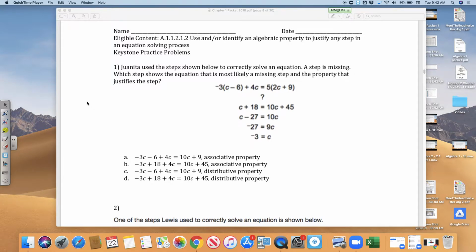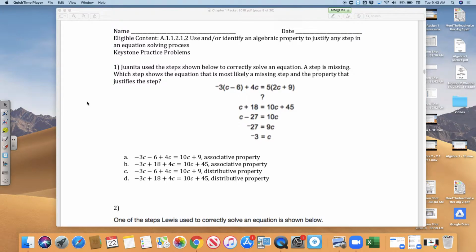All right, continuing on with our review of pre-algebra, the next thing we're going to look at is identifying which properties are used during the steps that a student took to solve this problem. So Juanita used the steps shown below to correctly solve an equation. A step is missing. Which step shows the equation that is most likely missing a step and the property that justifies the step? So let's look at what's going on here in this problem.